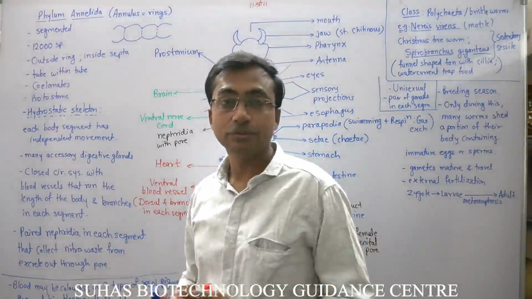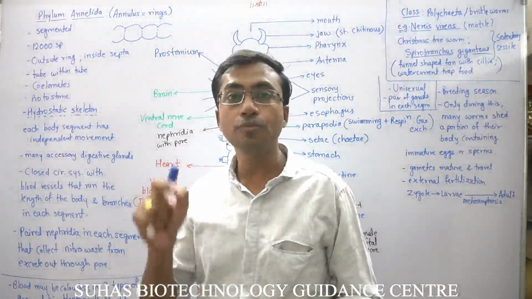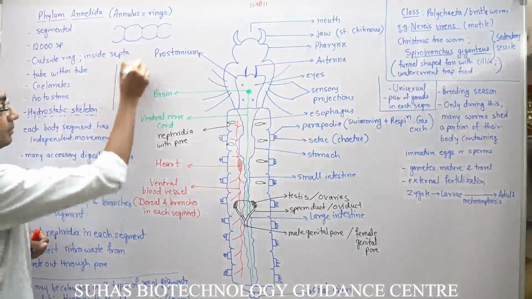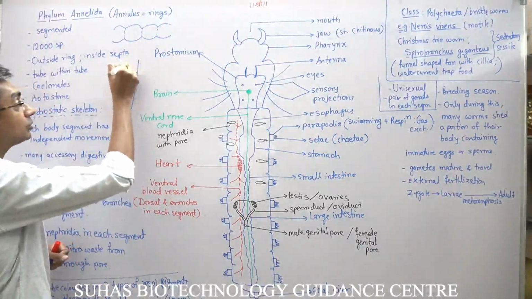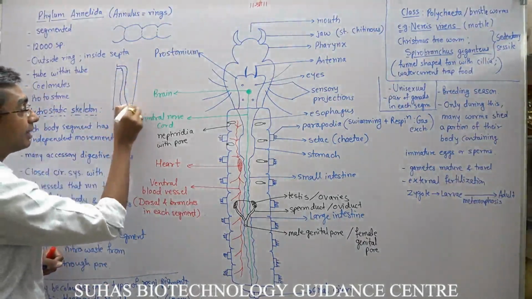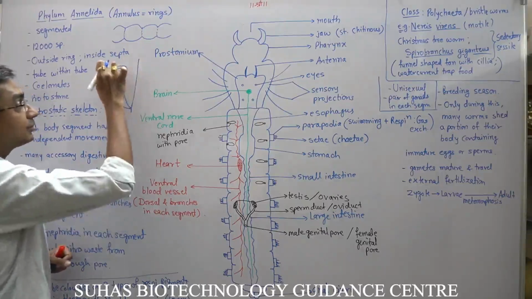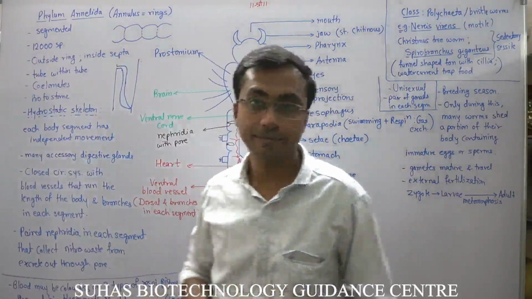Now, Phylum Annelida shows a tube within tube type of plan. Tube within tube means this is the complete organism, and inside that are the mouth and the complete alimentary canal, and somewhere here will be the anus. Thus, inside the organism, a tube within tube type of system is there.